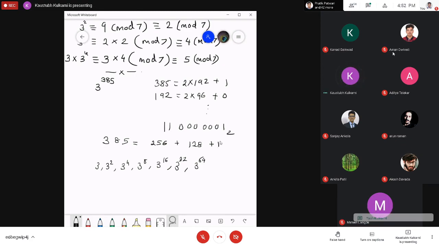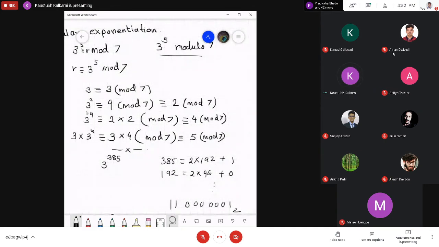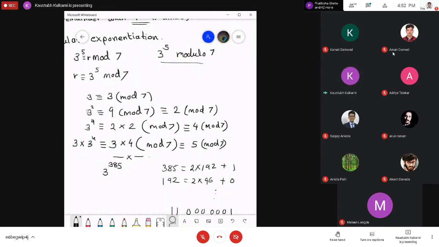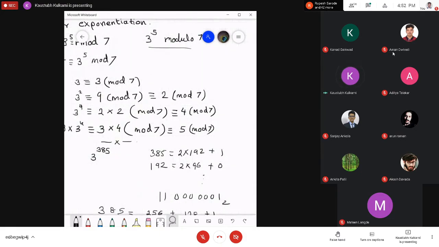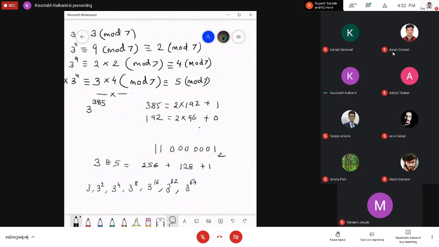Do powers of 2 have the same remainders? No. See, 3 square had the remainder 2 when divided by 7. 3 raised to 4 had the remainder of 4 when divided by 7. Actually, I'll just write this down here itself. This will be very interesting for you and it is something useful as well.